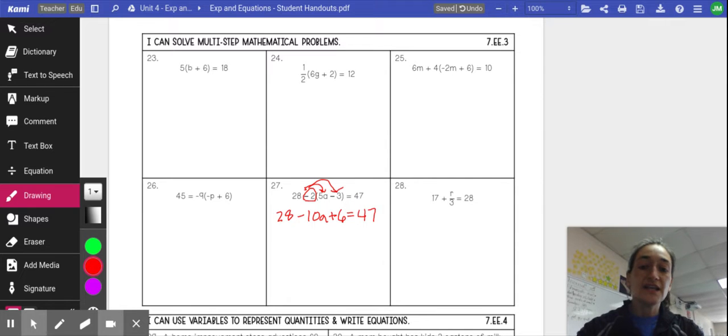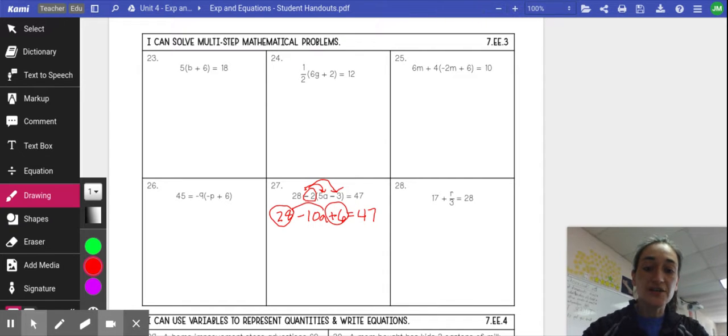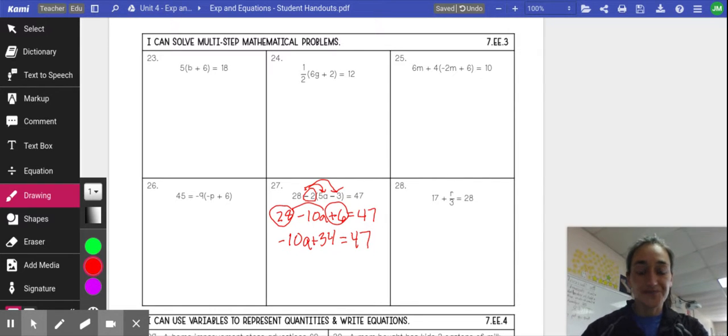Okay. Again, I need to combine like terms. I have a constant here. I have a constant here, okay, that I need to put together. So I would go ahead and have my 10a that I'm not combining. And then 28 and a positive 6 is going to give me 34. And then on the other side of the equal symbol, I still have 47.